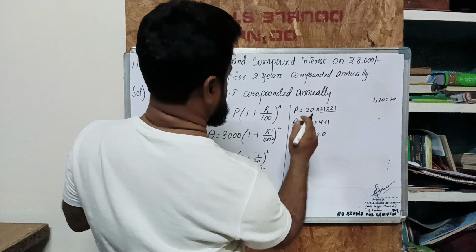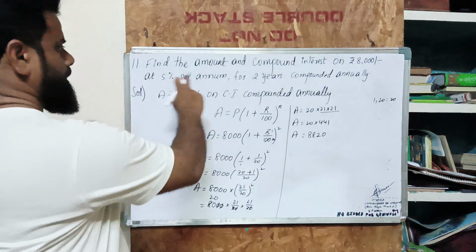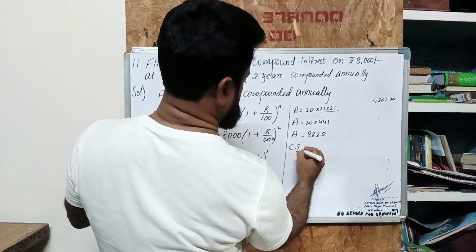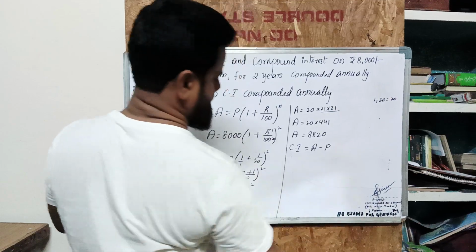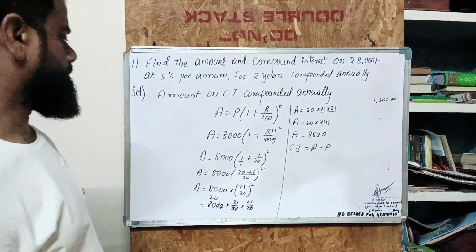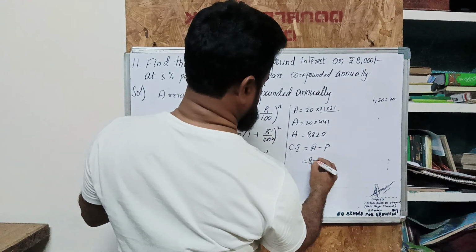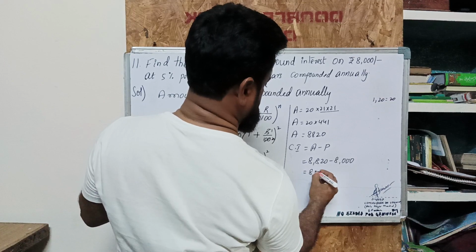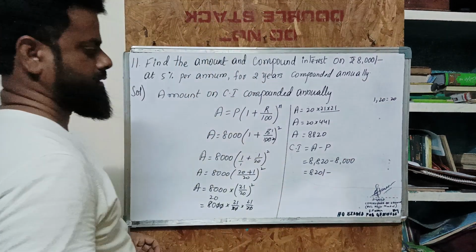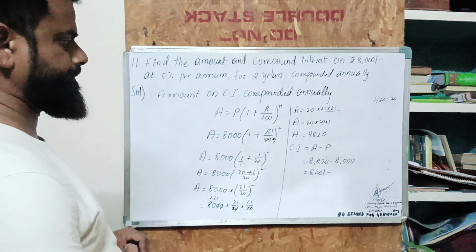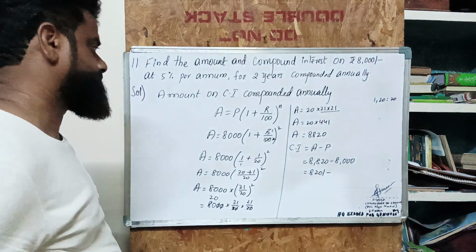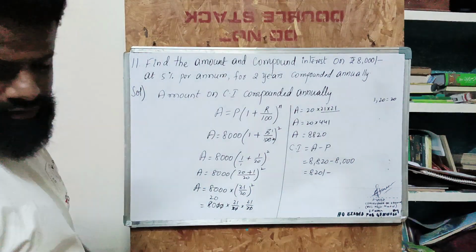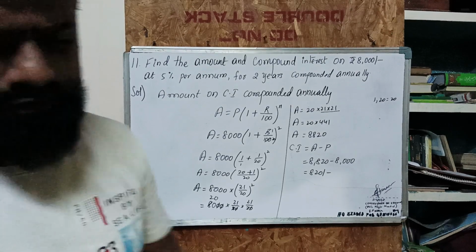Now the question is also asking us to find the compound interest, as we have found the amount. So compound interest will be equal to amount minus principal. So 8,820 minus 8,000 is 820. So compound interest is 820 and amount is 8,820. Please make a note of this. We'll go for question number 12.